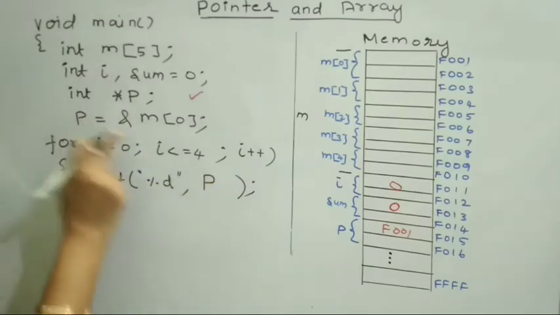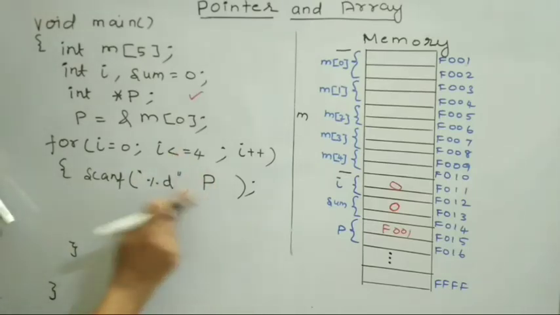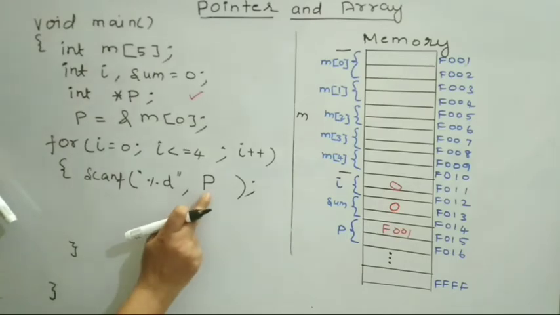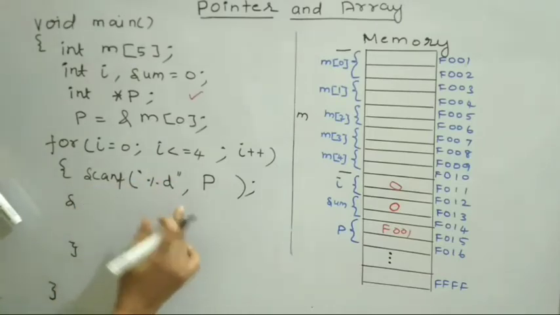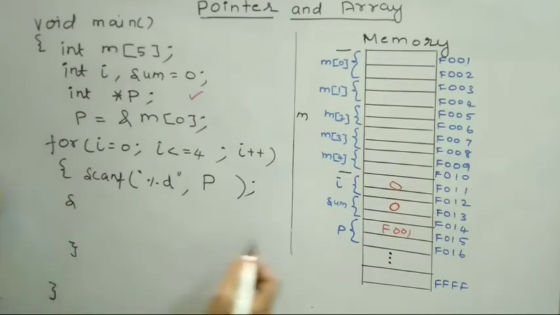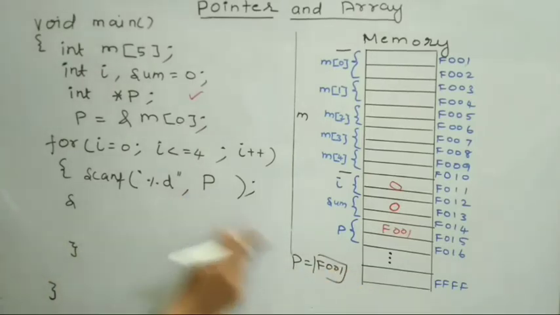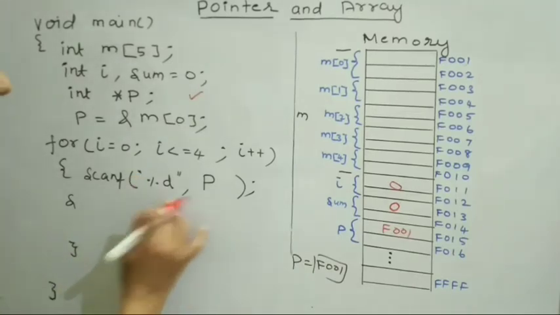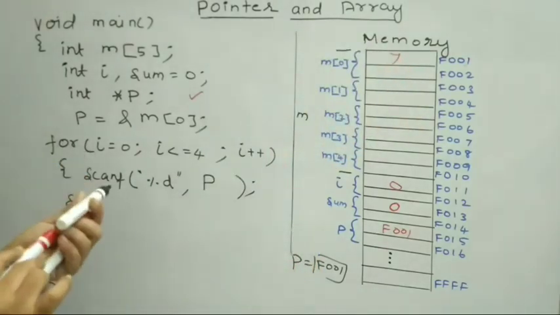So what is the content of the pointer now? The base address. The base address is nothing but the memory address of the first element. First I need to get the value for the first element in this array, so I am using this P. P now holds the base address, which is F001. Whatever value I input is assigned to this base address F001. So if I input the value 7, 7 will be assigned to this base address.